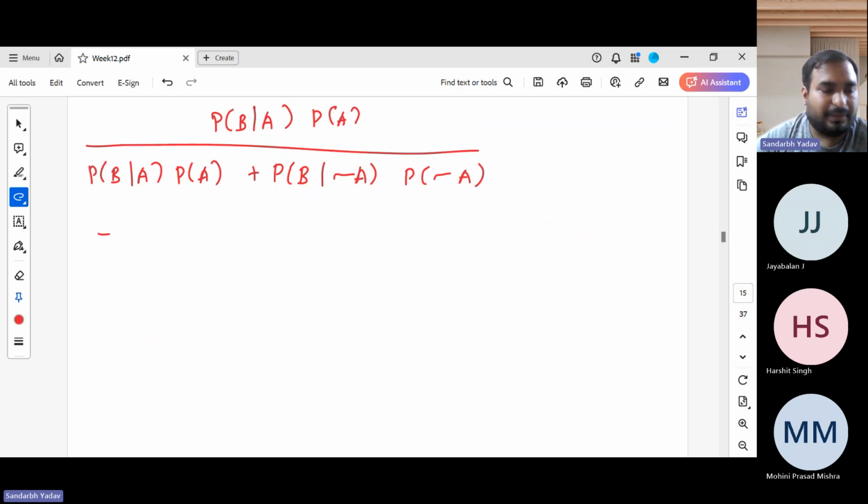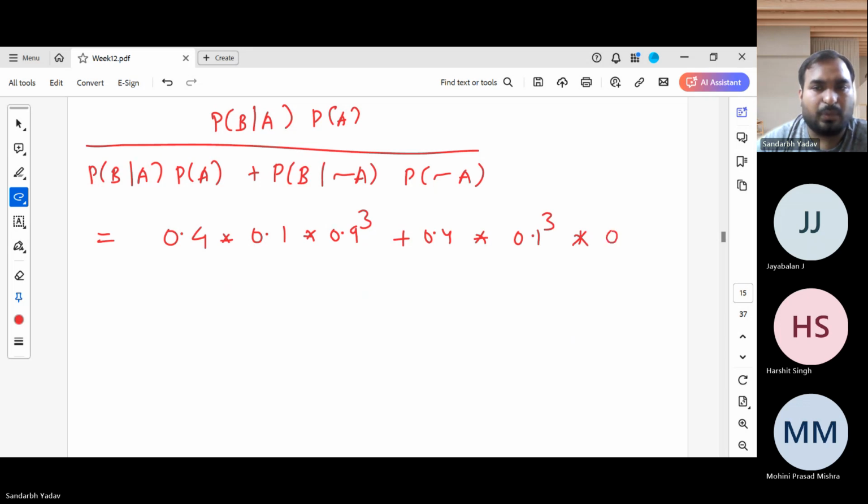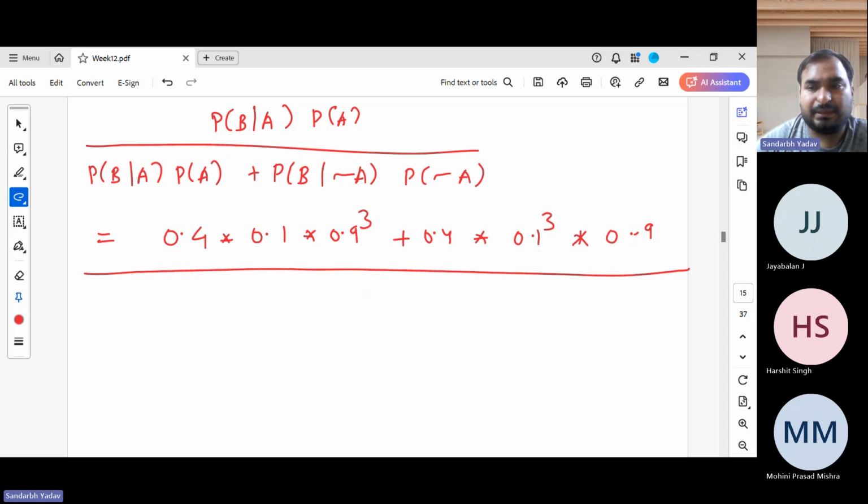So our numerator will be 0.4 into 0.1 into 0.9 cube plus 0.4 into 0.1 cube into 0.9. So this is our numerator. And again, this same entity.